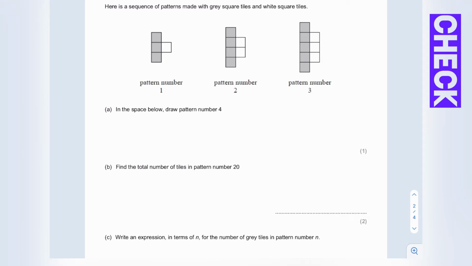So to begin with, looking at part A. Again, if we have a look at what we started with in pattern 1, we started with 3 grey tiles and 1 white tile. Then in pattern 2, we've now got 4 grey tiles and 2 white tiles. So what we have added is an extra grey and an extra white tile. In pattern 3, we've got an additional white tile, and now we've gone from 4 to 5 grey tiles. So all we need to do is add an additional grey and white tile onto our pattern number 3.